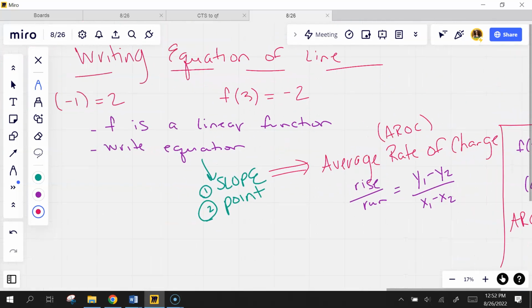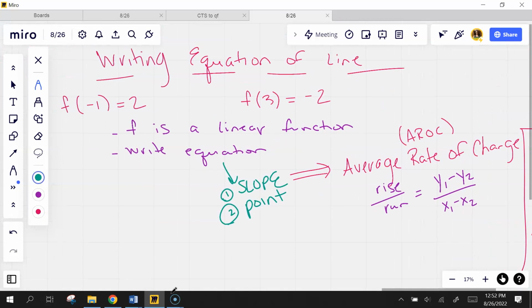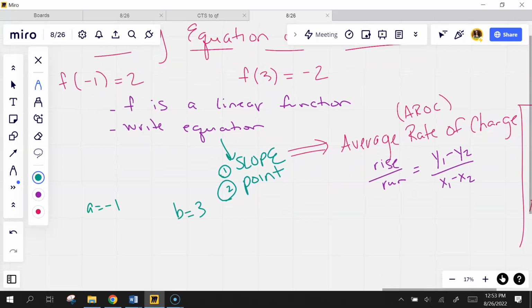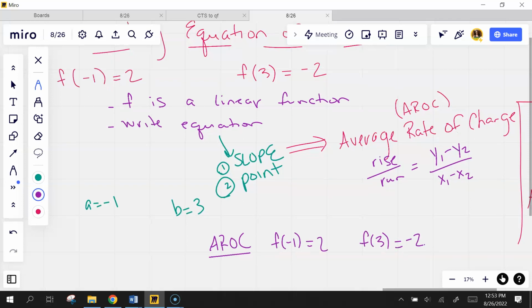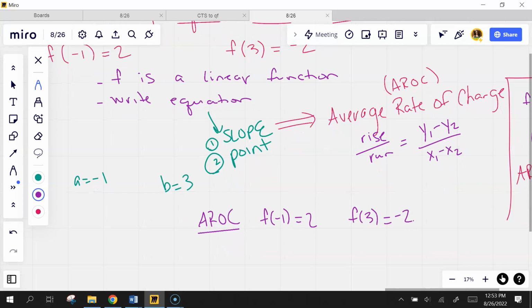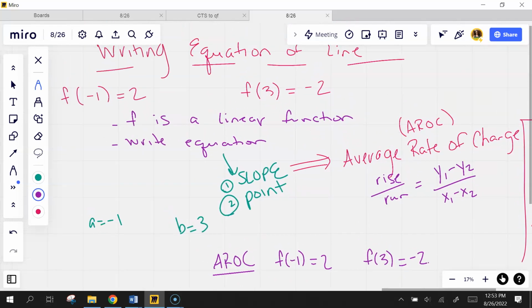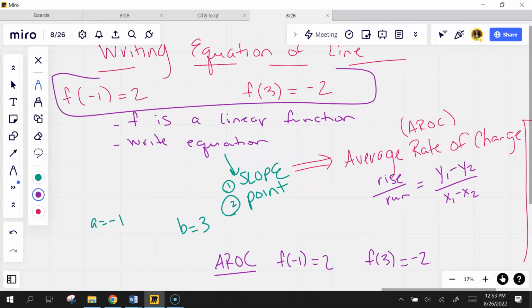Using that formal definition, in this example my A would be -1, my B would be 3. Do you agree? What is A-Rock here? For this particular example, I know that f of -1 is 2 and f of 3 is -2. What's the average rate of change there? I gave it to you in the beginning.